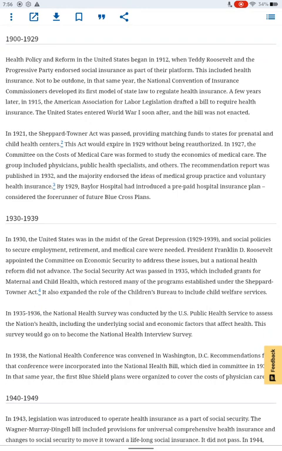1900 to 1929. Health policy and reform in the United States began in 1912, when Teddy Roosevelt and the Progressive Party endorsed social insurance as part of their platform. This included health insurance. Not to be outdone, in that same year, the National Convention of Insurance Commissioners developed its first model of state law to regulate health insurance. A few years later, in 1915, the American Association for Labor Legislation drafted a bill to require health insurance. The United States entered World War I soon after that, and the bill was not enacted.